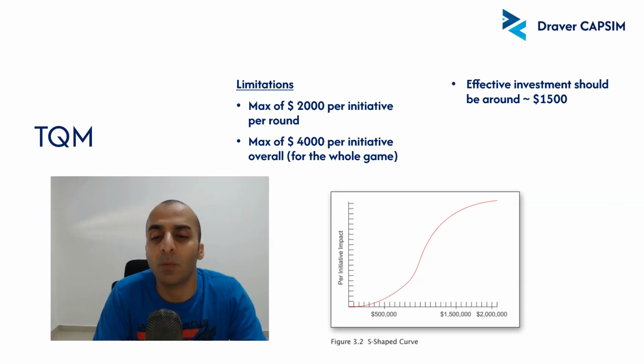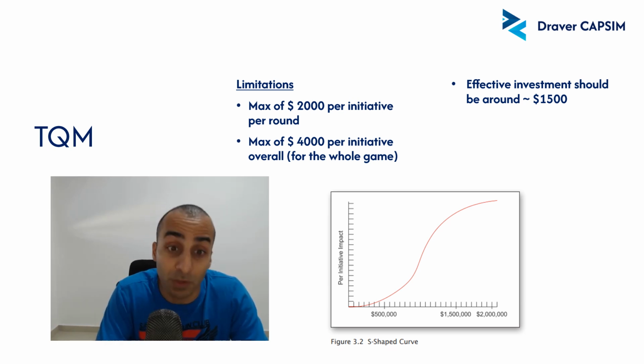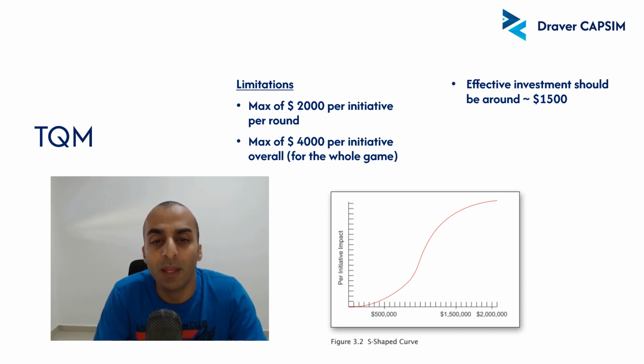In the last slide, we talked about the graph, and we showed that beyond $2 million, there is no added benefit. So this is one of the limitations that we have. We shouldn't go beyond $2 million per initiative in each round. There is also another limitation. This is the $4 million per initiative for the whole duration of the game. In TQM, we can invest, and we should invest, over several rounds, and we can't go beyond $4 million. After that, there is not going to be any added benefit. So we need to plan ahead and make sure that we meet both of those limitations.